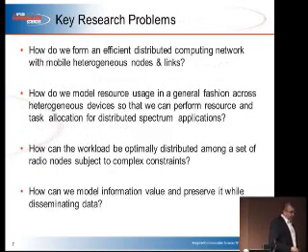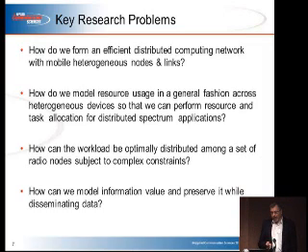So out of this work, there are a number of problems that we think are key research problems that need to be solved in order to make progress here. One of the problems is how to form an efficient distributed computing network when you've got mobile nodes, when the nodes are heterogeneous, they're different from one another, and similarly for the links, you have different modulations, different types of link protocols. How do you make this distributed network work and work efficiently?